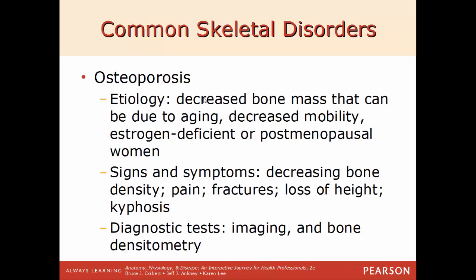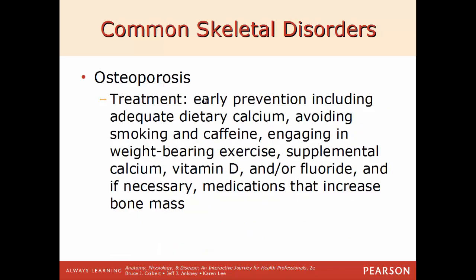Osteoporosis. Etiology: decreased bone mass that can be caused by aging, decreased mobility, estrogen deficiency, such as in postmenopausal women. Signs and symptoms: decreasing bone density, pain, fractures, especially easy fractures that shouldn't happen when they do, a loss of height, and kyphosis. Diagnostic testing: imaging, and bone density testing. Treatments: probably the best treatment is early prevention, including adequate levels of calcium in the diet, not smoking, limiting caffeine consumption, exercising more, supplemental calcium, vitamin D, and necessary medications that will increase bone mass.